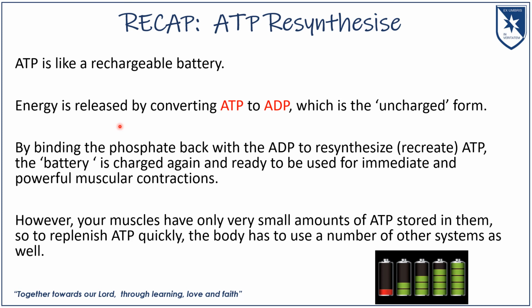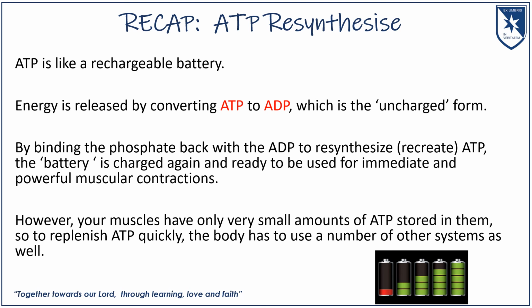So we're looking at those short, powerful muscle contractions: throwing a shot put, a high jump, even a slam dunk in basketball or a layup. Those short, high, powerful muscle contractions. However, your muscles will only have a small amount of ATP stored in them, okay? So to replenish ATP quickly, the body has to use a number of other systems as well. So we can't just rely on ATP.